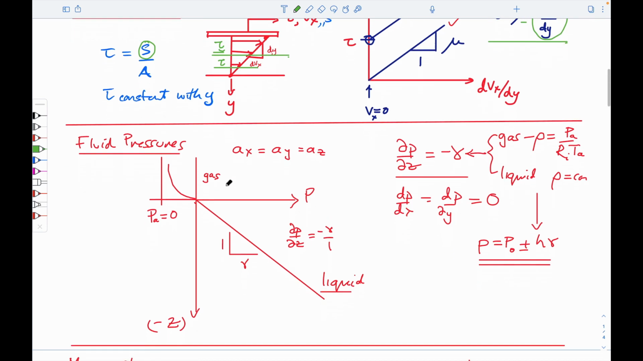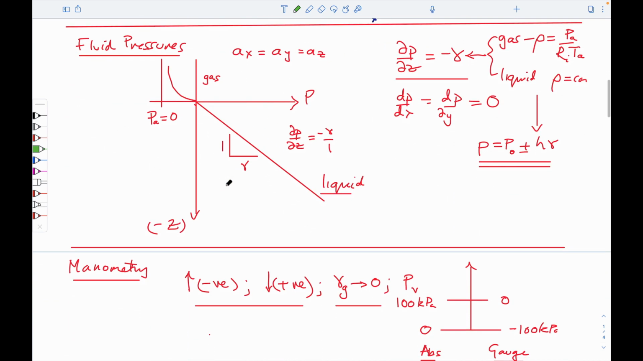We've talked about fluid pressures at a point. We know that for fluid pressures at a point, this expression here always holds and says that the change in pressure with elevation is always equal to the minus value of the unit weight of the fluid. This is always true, both for an incompressible liquid and a compressible gas.